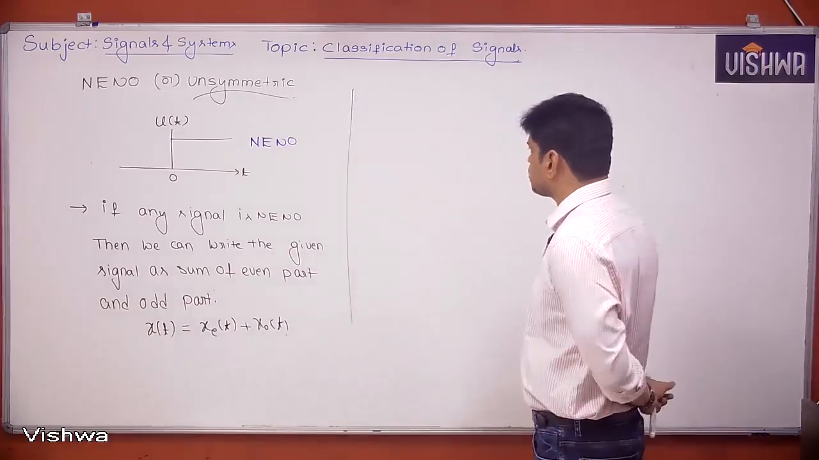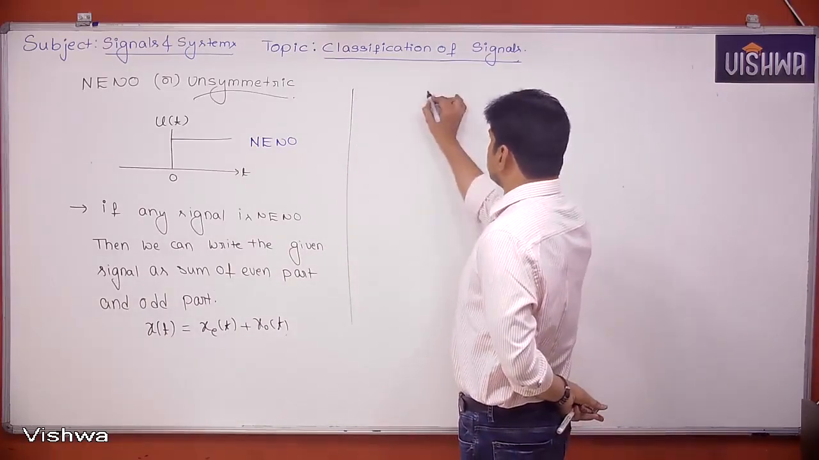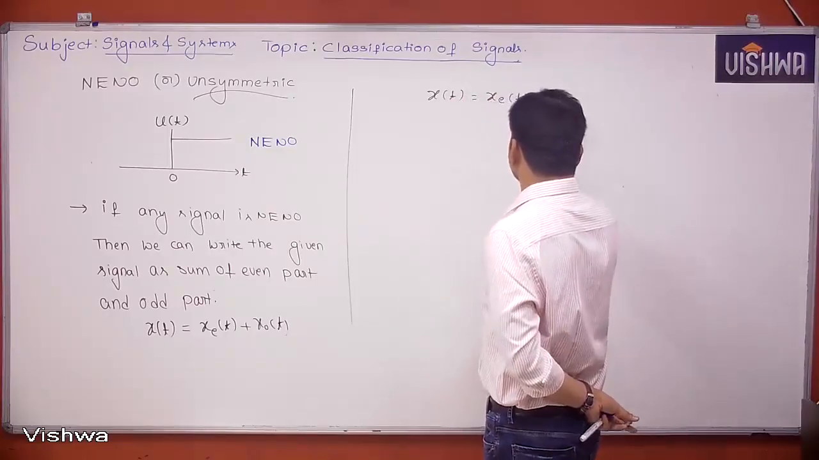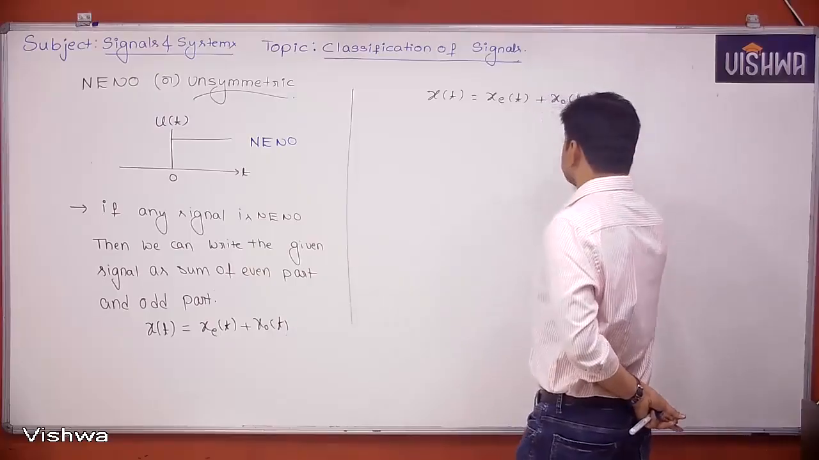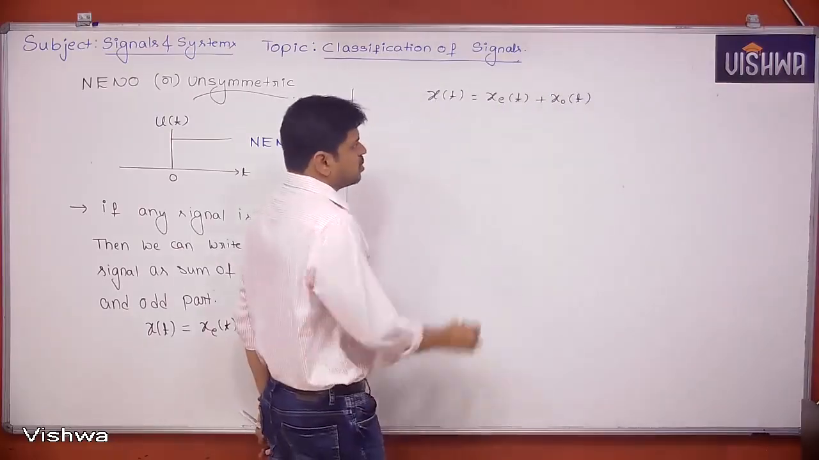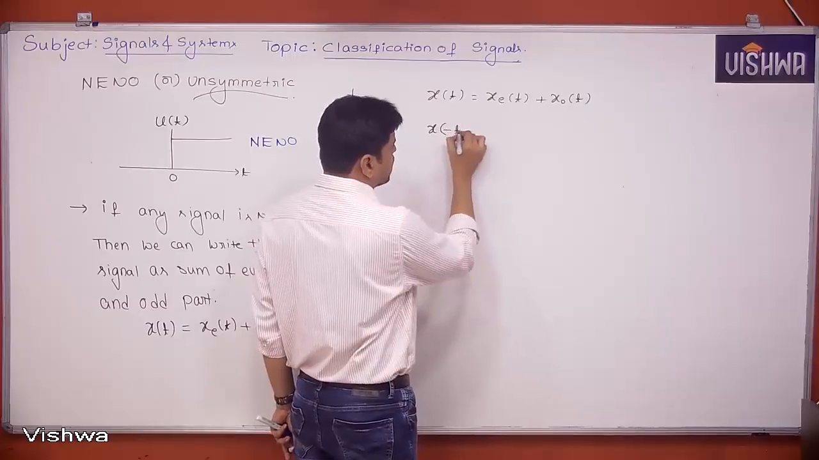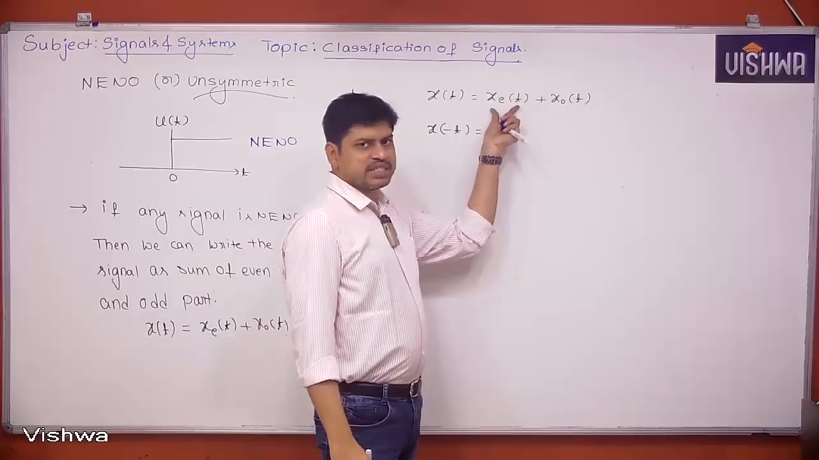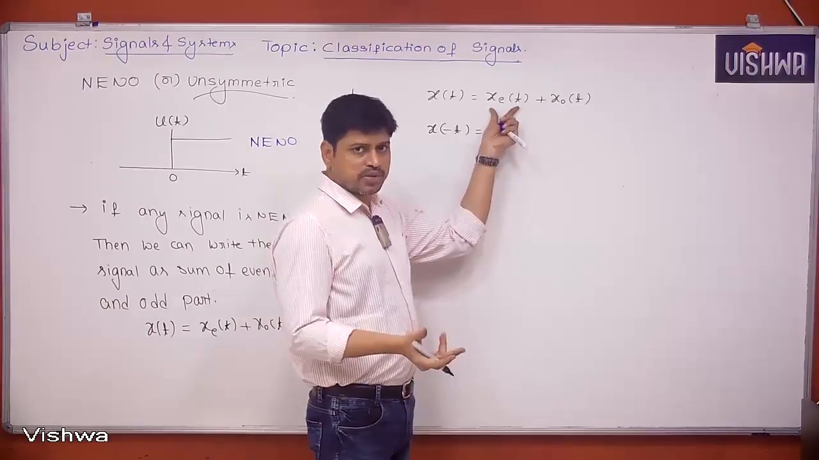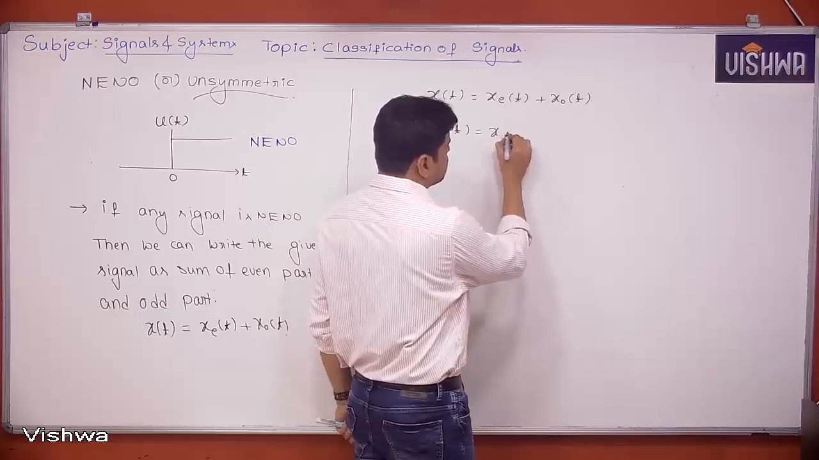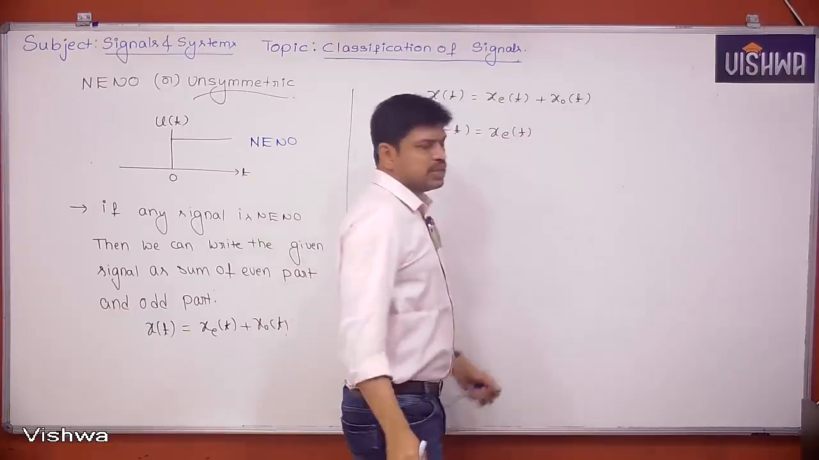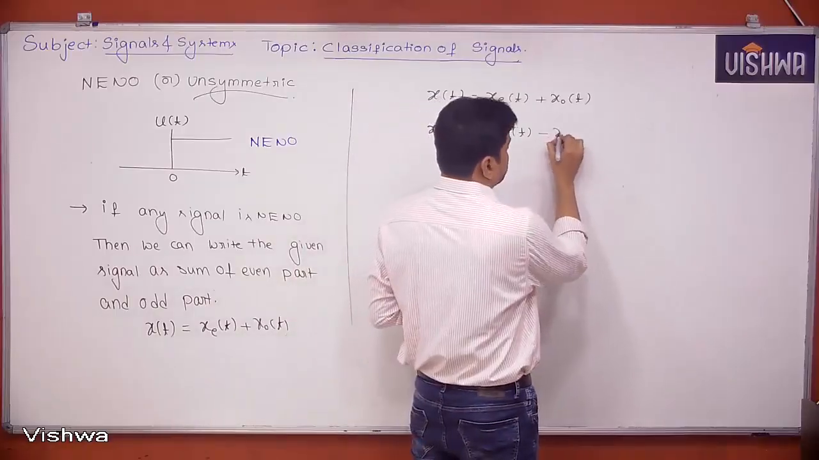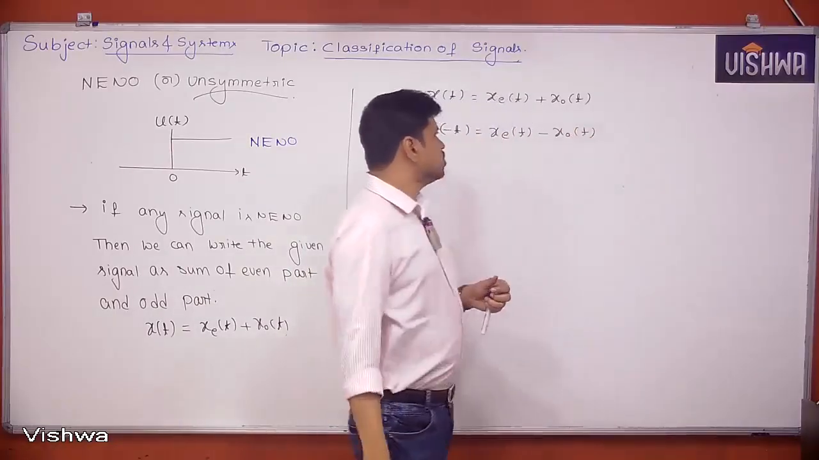Okay, listen. x of t can be written as even part plus odd part. Suppose I take x of minus t, what is it going to be? If t is replaced with minus t in an even signal, you still get the same thing, that means x even part of t. Next, in the odd signal, if you replace t with minus t, it is going to be minus x odd part of t.